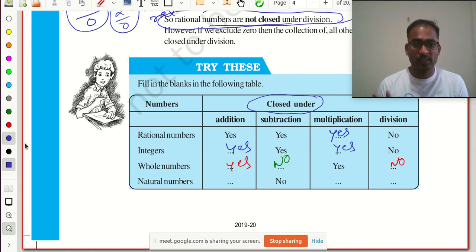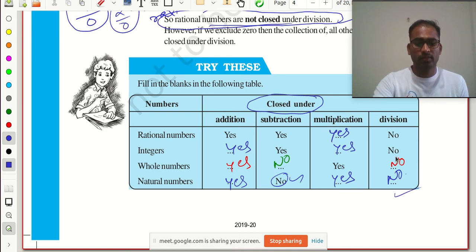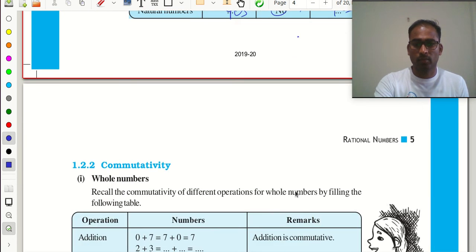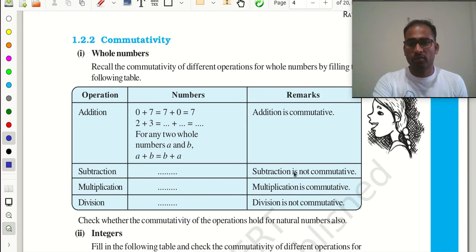Are you understanding? Yes, sir. Okay. Now we will check for the natural numbers. Suppose in natural numbers, whether it is closed or not under addition. Yes. In subtraction it is a no, true. And in multiplication, yes. And in division, no. Why? Because we will get decimals. Okay, we fill this one. Clear now?